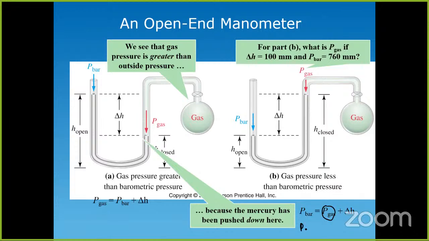So we can rearrange this equation to get pressure of the gas is equal to the barometric pressure minus delta H. And that would be equal to, let me just do that up here, pressure of the gas would be equal to barometric pressure, which is 760 millimeters mercury, minus 100 millimeters mercury. And the answer here would be 660 millimeters mercury. And that's it. That's how you do that calculation. All right. So that's basically how that is done.